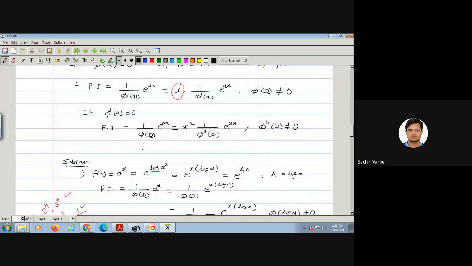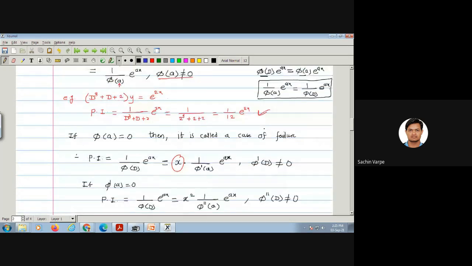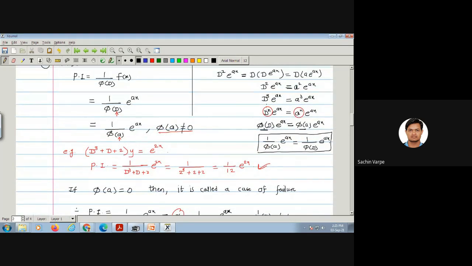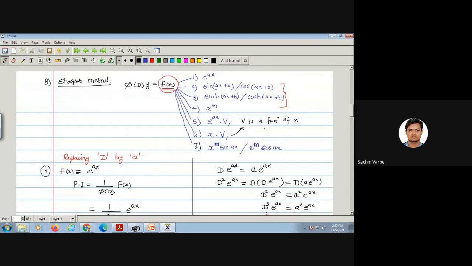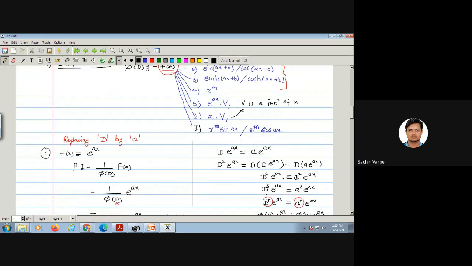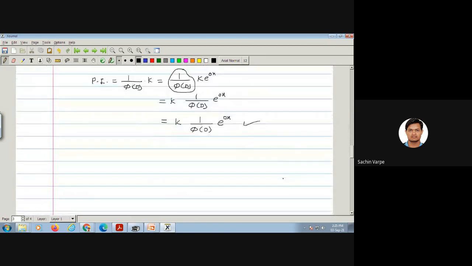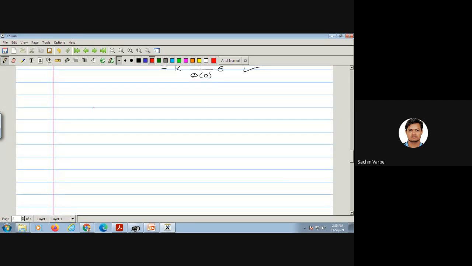Just take a look over the method we are discussing. Okay. Now let us have some formulas. Formula number 1: 1 upon (d minus a) raised to r, e to the power ax, will be equal to what do you think?